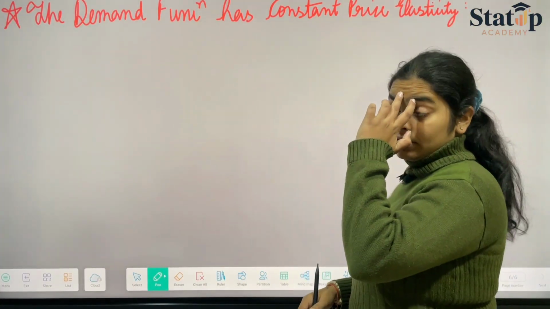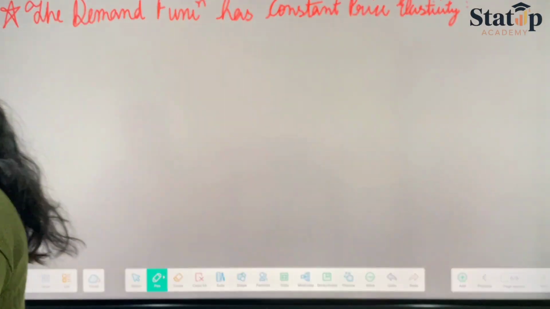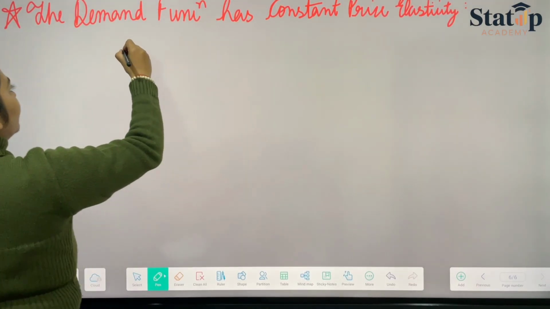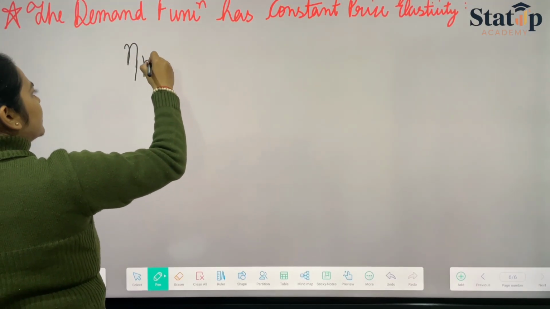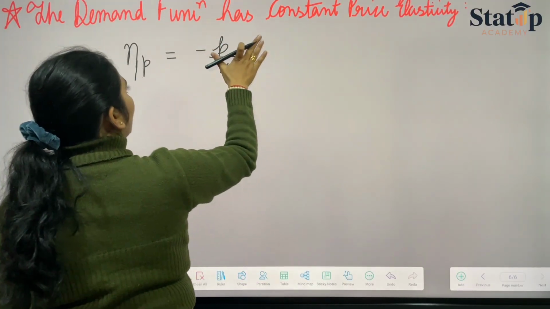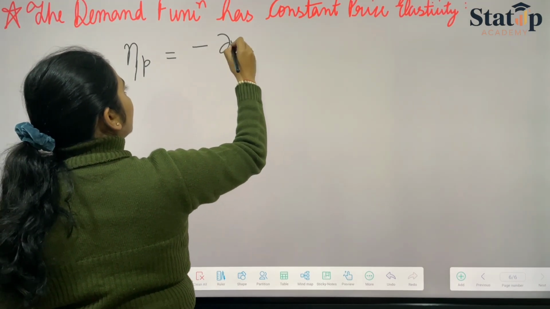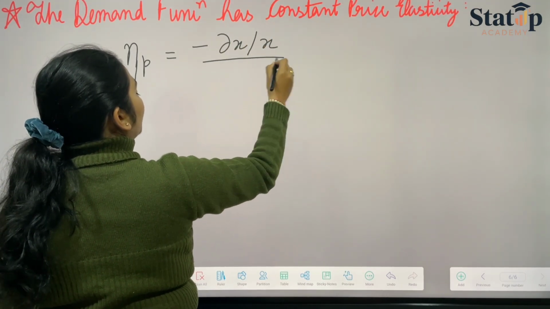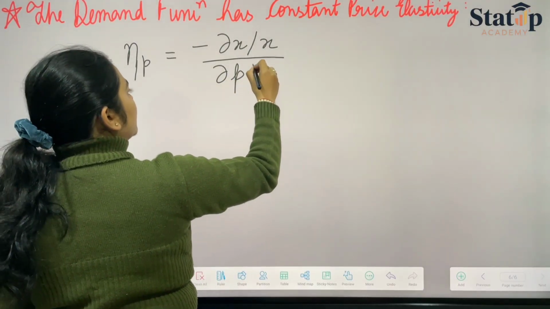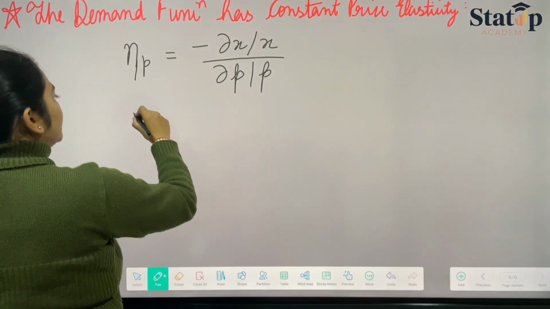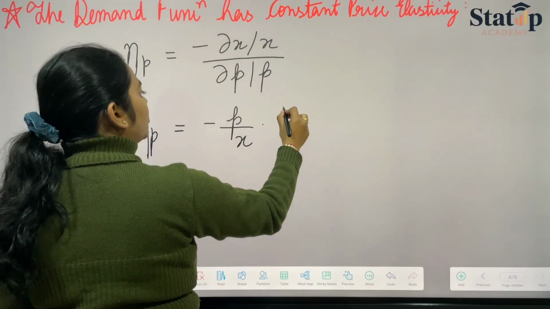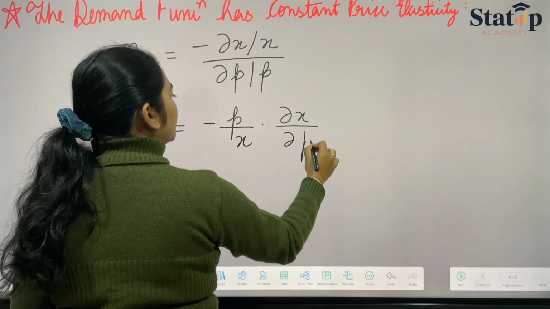If the demand function has constant price elasticity, first of all, let us define our demand function. We know the formula of price elasticity is minus delta x upon x upon the relative change in the price, the relative change in the demand to the relative change in the price, known as price elasticity of demand. This further can be written as minus p upon x into delta x upon delta p.